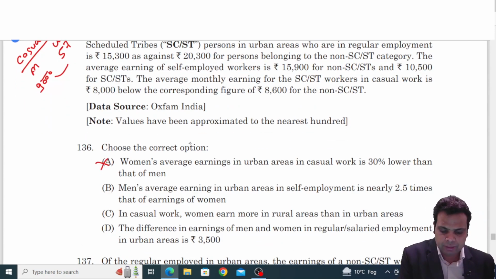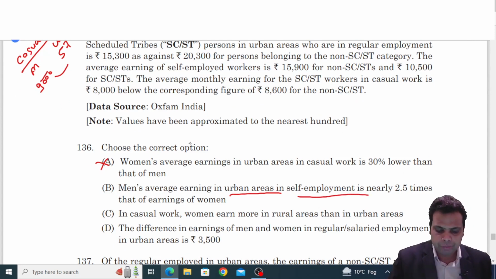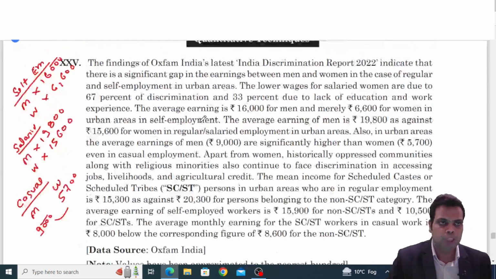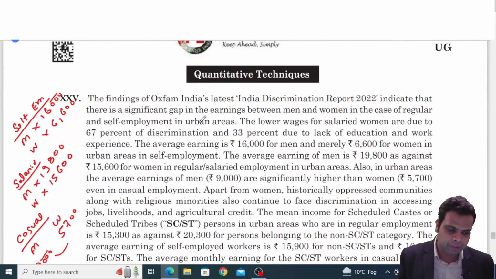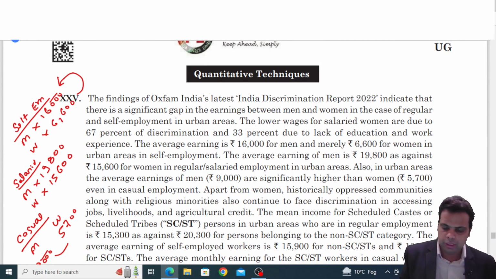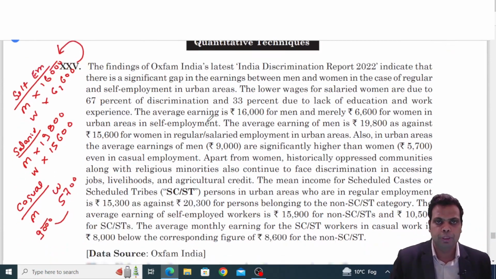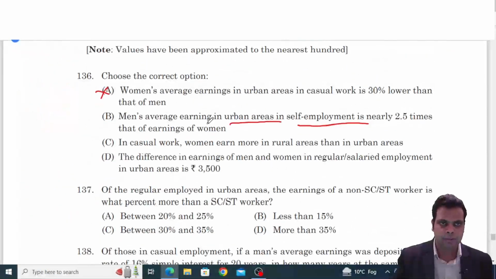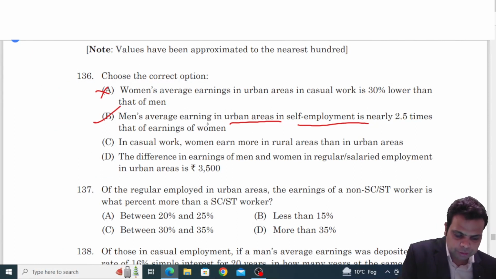Option B, men's average earning in urban areas in self-employment is nearly 2.5 times that of women. You can see this data, 6,600 and 16,000. This is 2.5 times. So option B is the right answer. Correct? No need to check the other options.